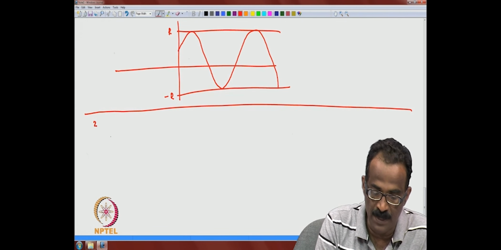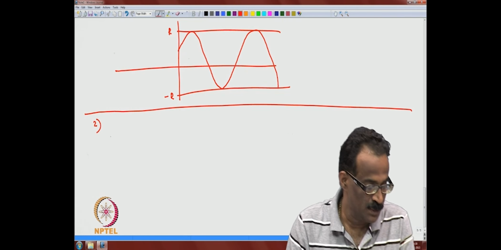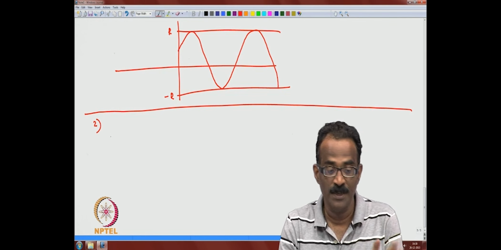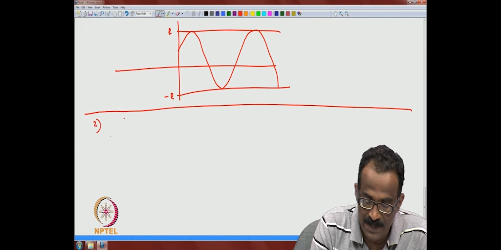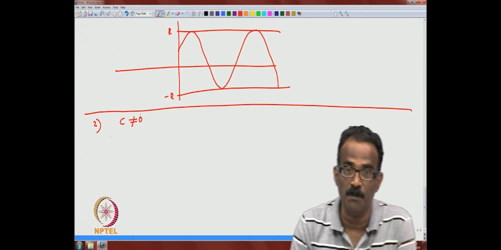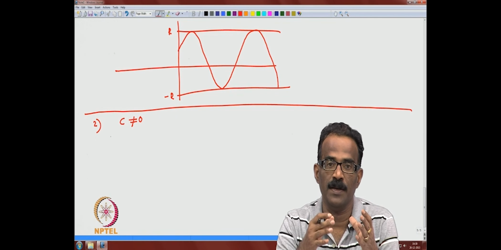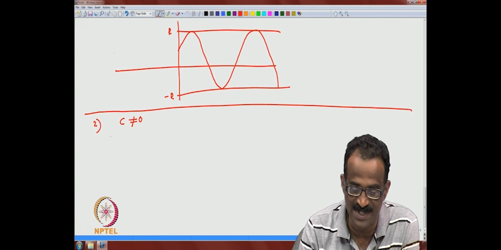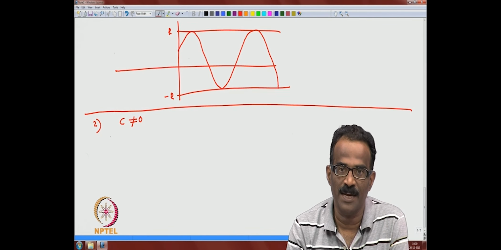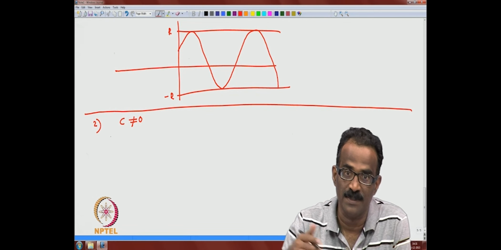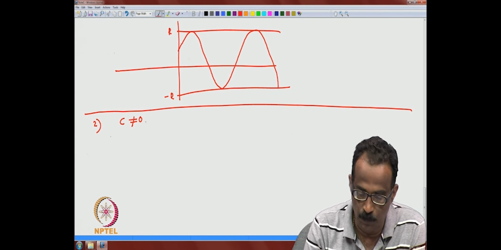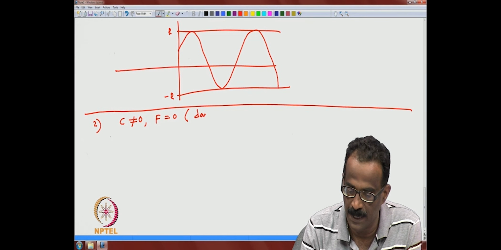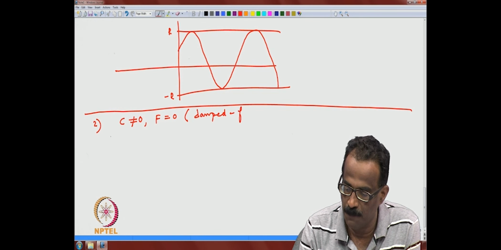That is the first case. There is no damping and no external force. Now we are taking the case C not equal to 0. You have provided some damping to the system, like putting the spring in oil or something like that. Damping in a mechanical system, as well as in an electrical system, is nothing but the resistance. So you have F equal to 0; this is damped free oscillations.